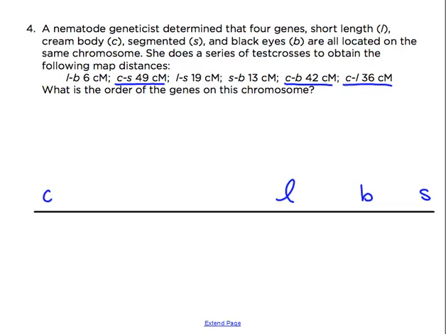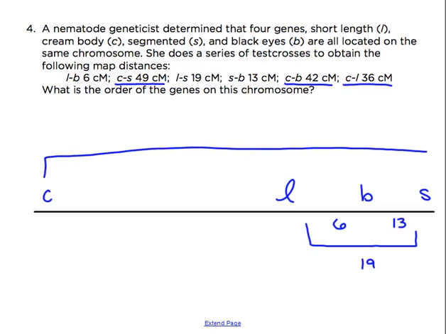If you look at S to B, that's 13 centimorgans. So we'll say this is 13. S to L is 19 centimorgans. So here is 19. And L to B is 6. If you add 6 and 13, you get the 19 centimorgans. And then the total, which was the first thing we did, C to S is 49 centimorgans. C to L was 36. And C to B is 42.